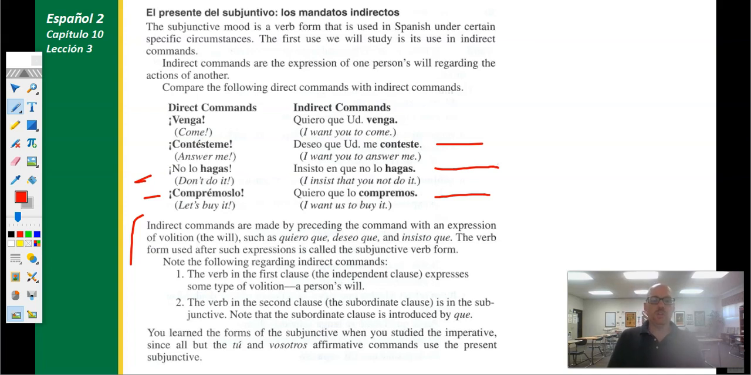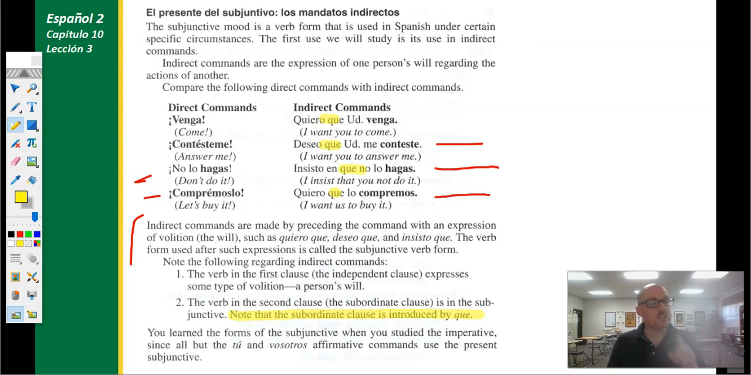Look at the following points 1 and 2 about indirect commands. The verb in the first clause expresses will. The verb in the second clause is in the subjunctive. Remember, this is important. Notice that in this context, with these indirect commands, the second clause that's going to be in the subjunctive is going to be introduced by que, and we see it here. Que. Quiero que usted venga. Deseo que usted me conteste. Insisto en que no lo hagas. Quiero que lo compremos.